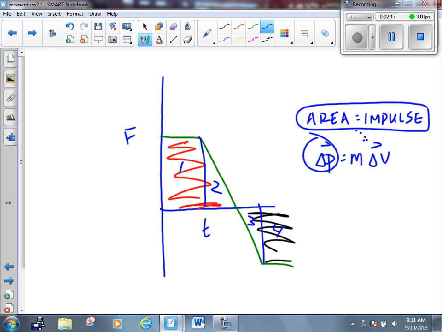Now you can set that equal to F times delta T, but that's not very useful usually in these graphs because the force isn't a constant force usually. So it's not really useful. Let's go straight to this, M times delta V. Assuming you've got the mass, then you can calculate delta V. Or if you have delta V, then you could calculate the mass. Make sense? Yep.